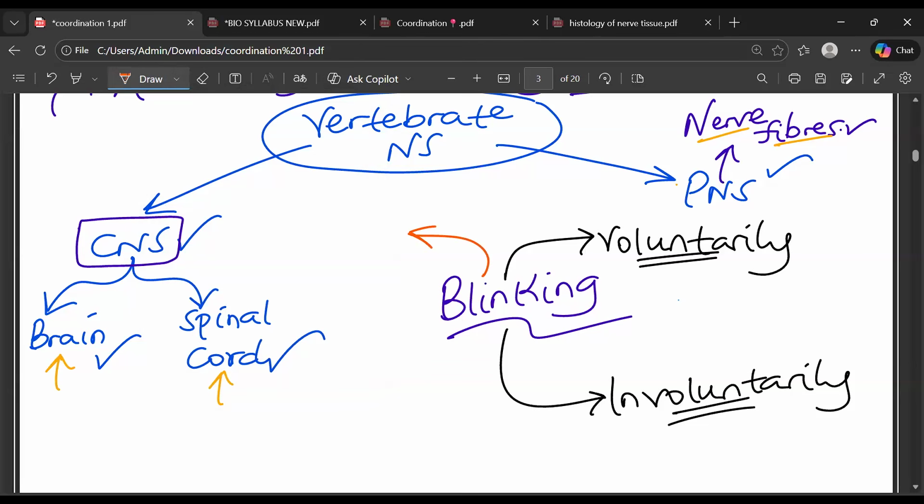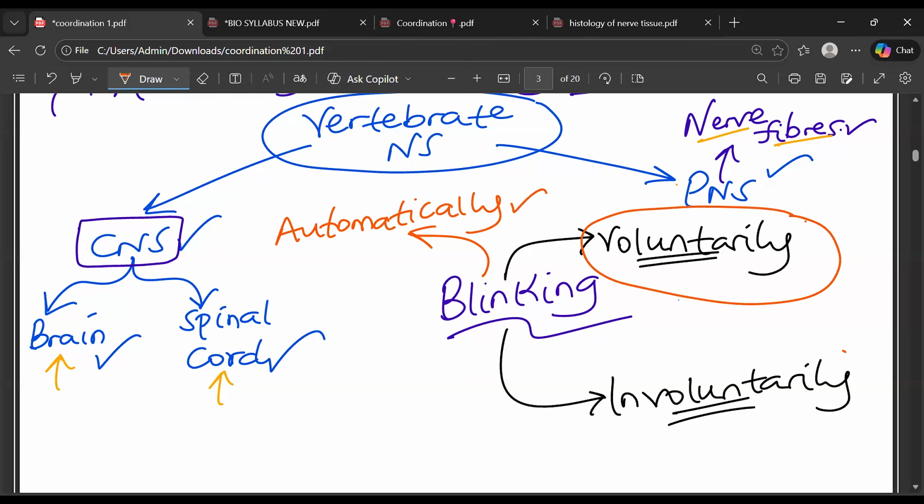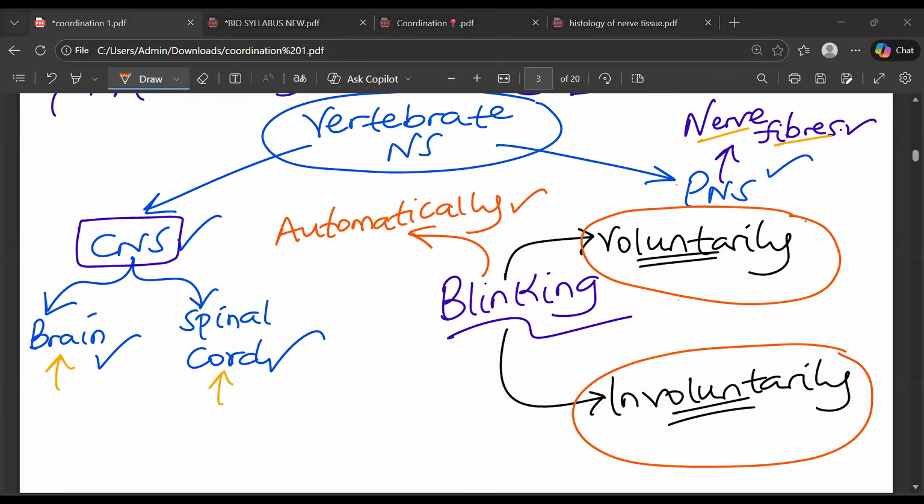So blinking is done unwillingly. You get? And by unwillingly, I want us to use the word automatically. You understand? Like it automatically happens. You cannot say something is automatic, yet it's you that pushes it to do that. So, blinking is done automatically. So of voluntarily and involuntarily, which one is automatic? Or which one happens automatically? That's what I want.